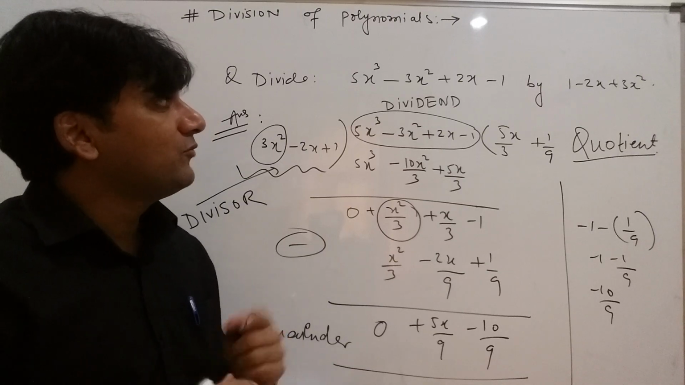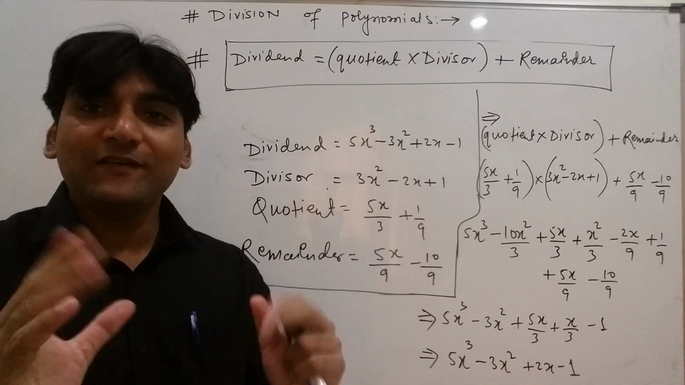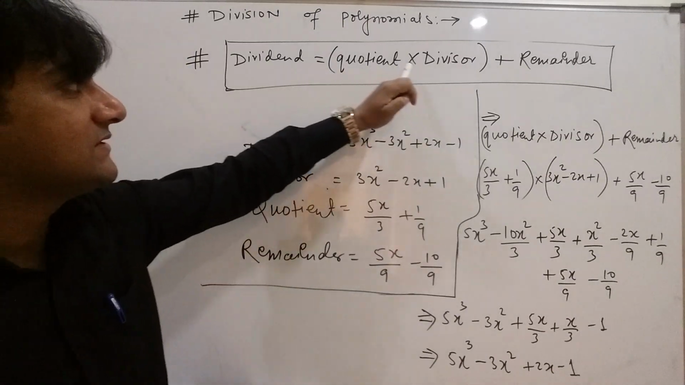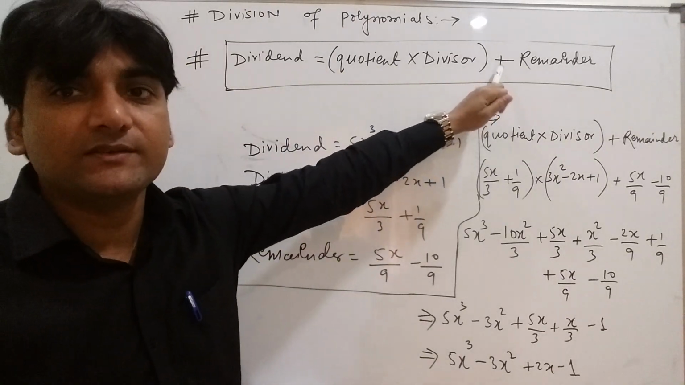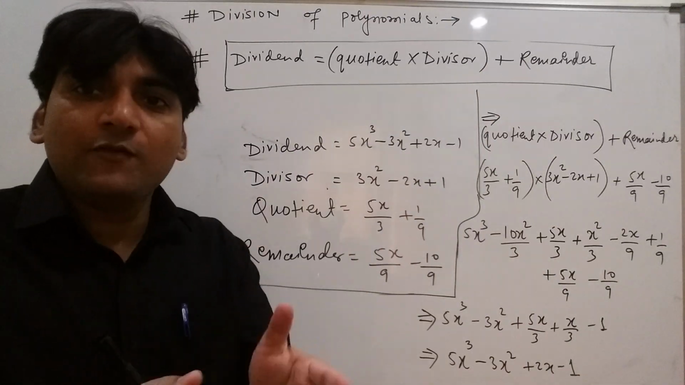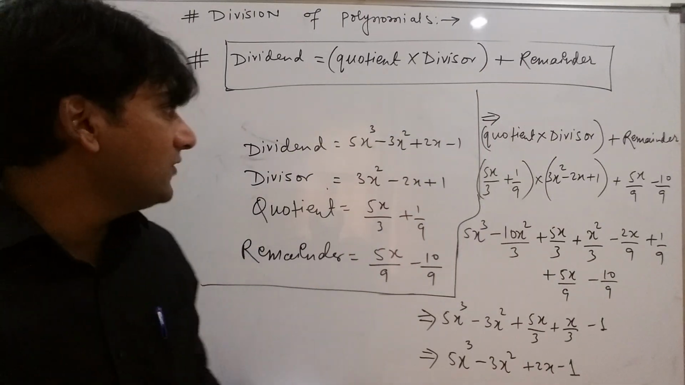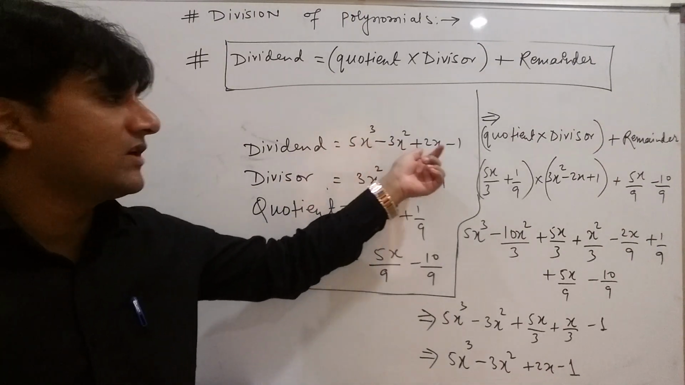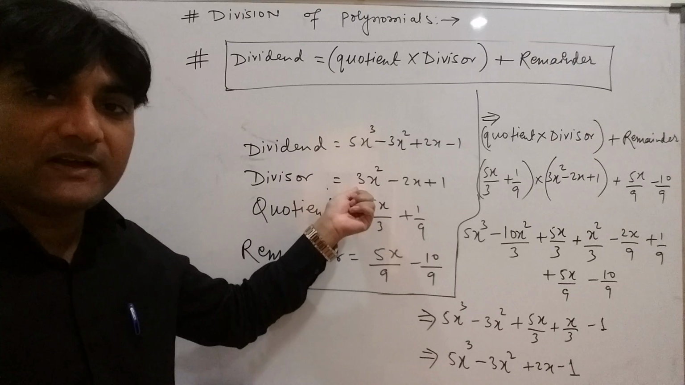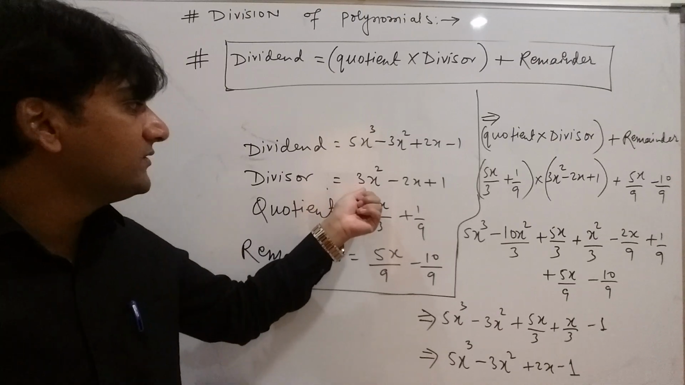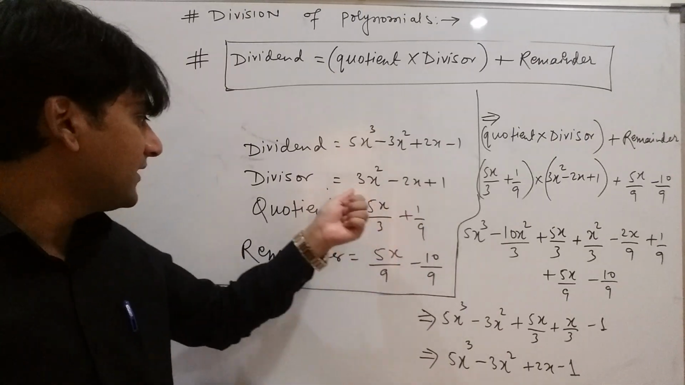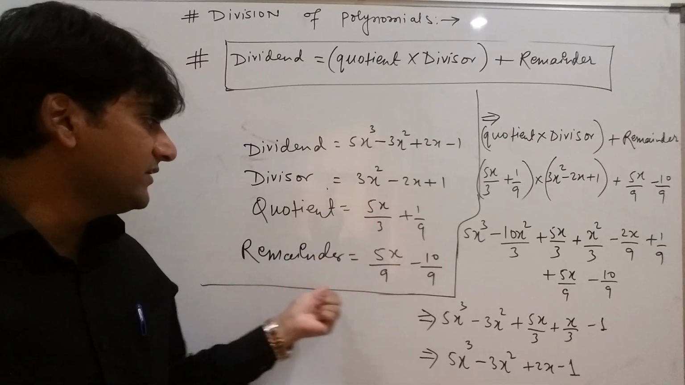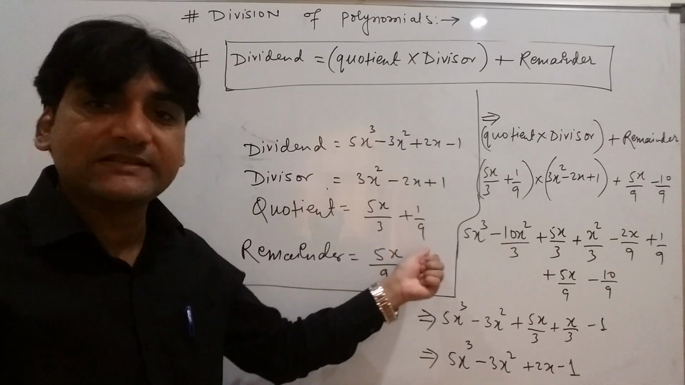We will understand one more result over here. Now we have to learn this result. Dividend equals quotient times divisor plus remainder. So just now we have seen one example. Over there we found the dividend was 5x cubed minus 3x square plus 2x minus 1. It was your divisor in the previous example, 3x square minus 2x plus 1. And the quotient we got 5x over 3 plus 1 over 9. And remainder we got 5x over 9 minus 10 over 9.